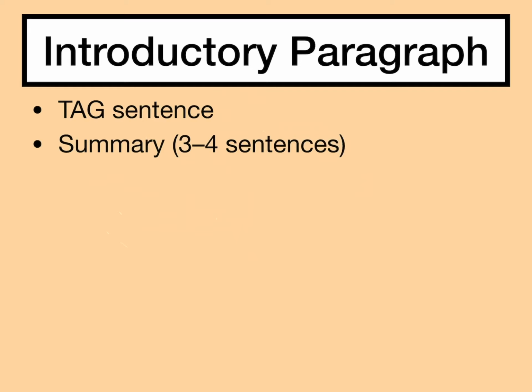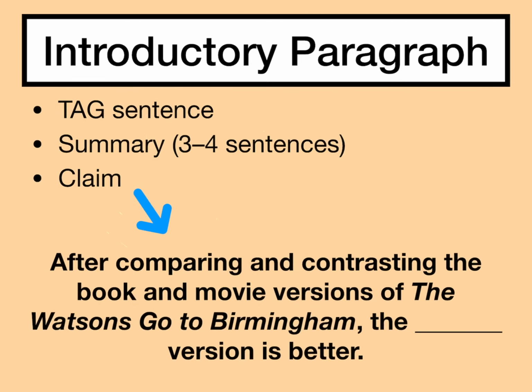Now that we've written our TAG sentence and summary, we're going to finish our introductory paragraph with the claim. I've actually written the claim for you, and I want you to copy this exactly, only adding in which version you prefer. So: After comparing and contrasting the book and movie versions of The Watsons Go to Birmingham, the blank version is better. Notice that The Watsons Go to Birmingham is written in italics. Notice the capitalization, we want to be excellent. You're going to copy that exactly the same as I've written it. However, you are going to add in whether you preferred the book or the movie version.